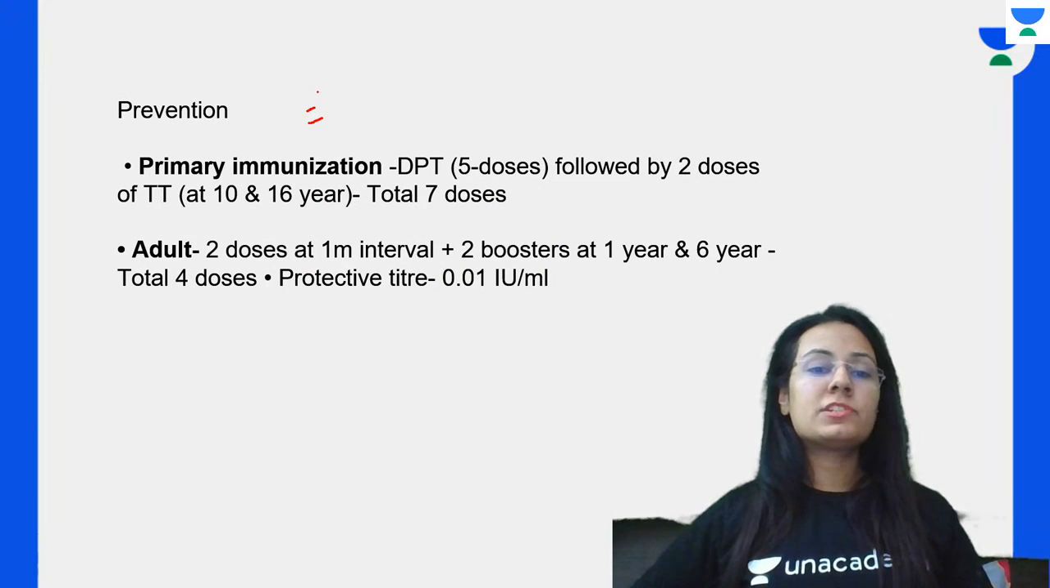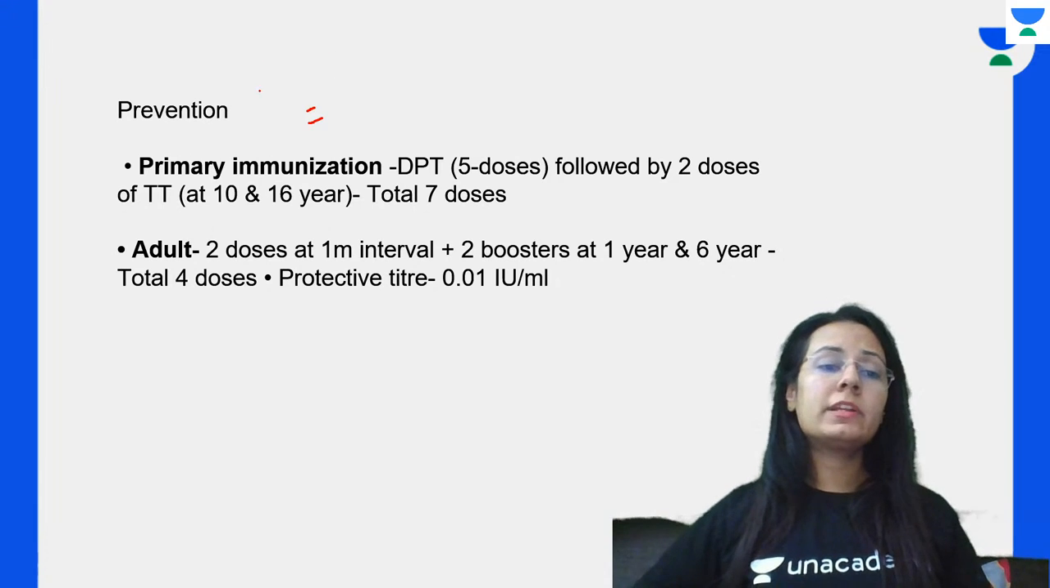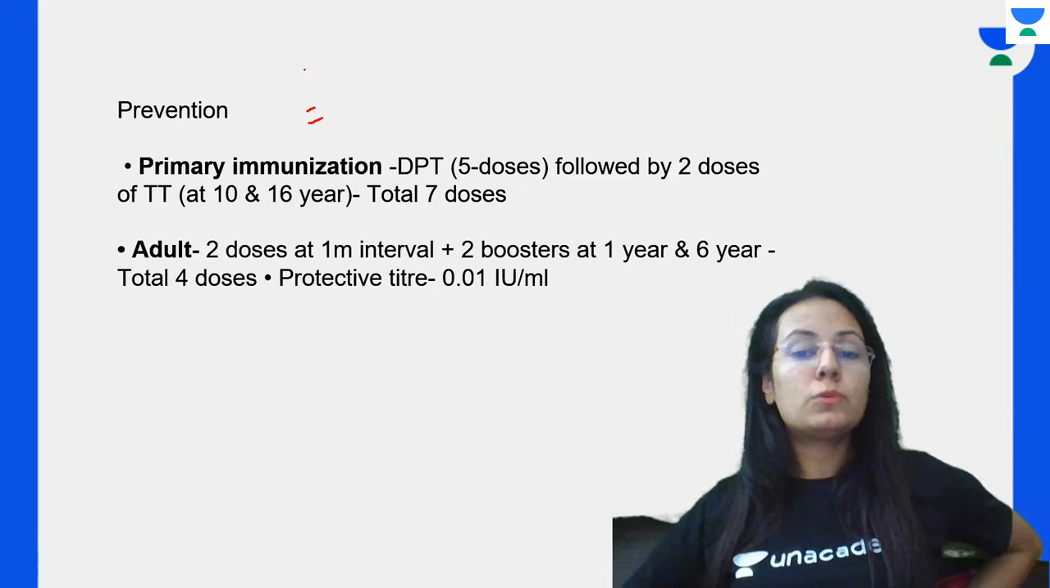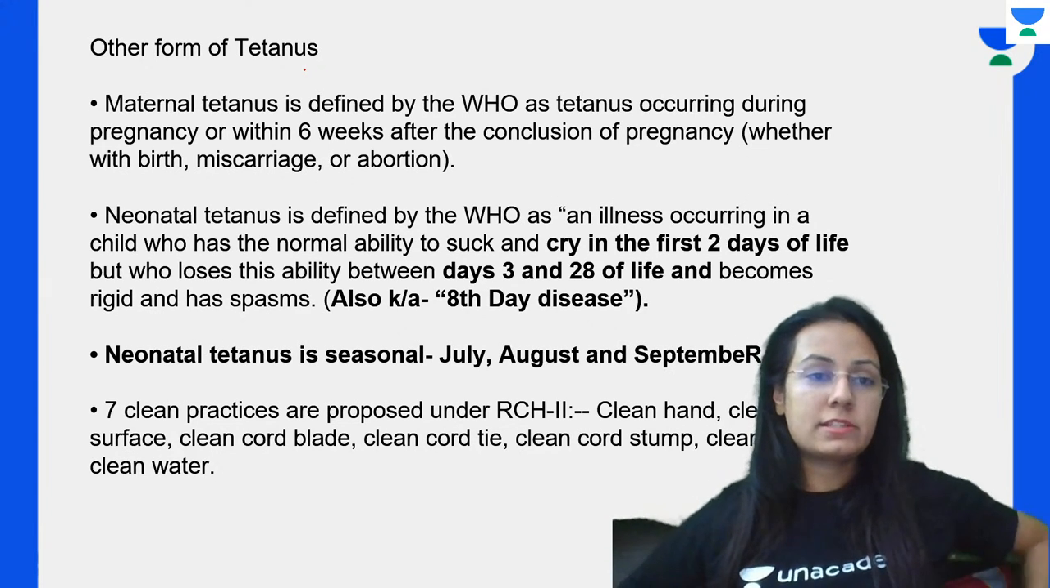Our primary immunization is done, followed by two doses, and in the adult 2 doses at 1 month interval with 2 boosters at 1 year and 6 years.